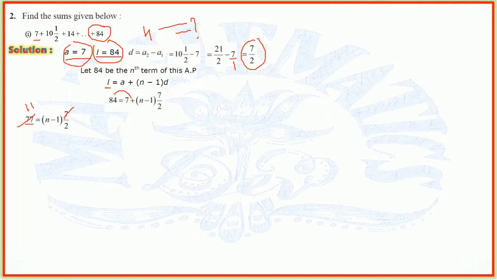So 7 elevens are 77. So this implies, cross multiplying here, 11 twos are 22 equals n minus 1. So n is equal to 23. So we got n.